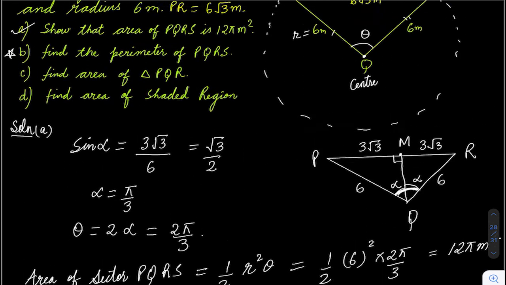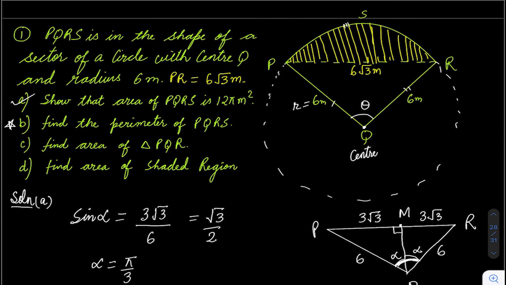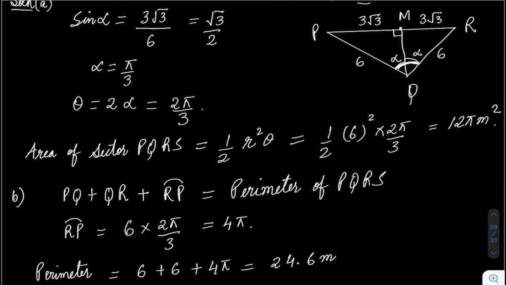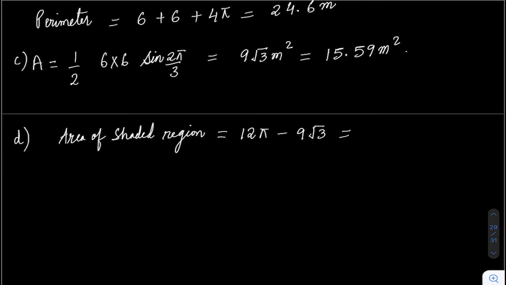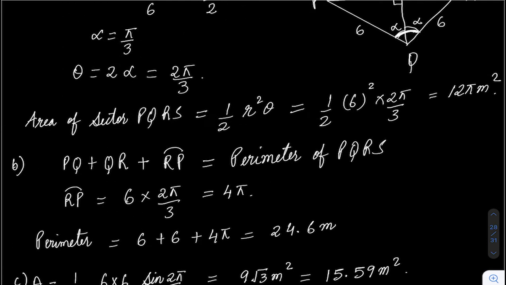Okay, last part. What are they asking? Area of shaded region. Area of shaded region is nothing but area of sector PQRS minus area of triangle PQR. So that will give us the shaded region. So area of shaded region is equal to area of sector, that is the first part, 12 pi, minus area of triangle that we just found, 9 root 3, and this will give us 22.1 meter square. So that is our answer.